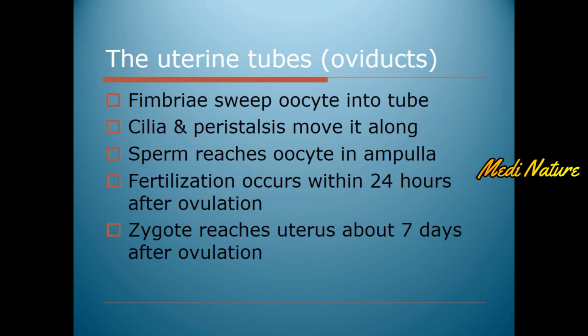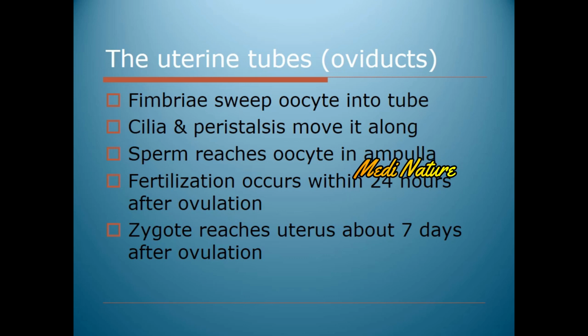Let's see the series of events which occur within the uterine tubes. First, the fimbriae take the oocyte into the uterine tube. Then, with the help of cilia and peristaltic movements, the oocyte moves along the uterine tube.